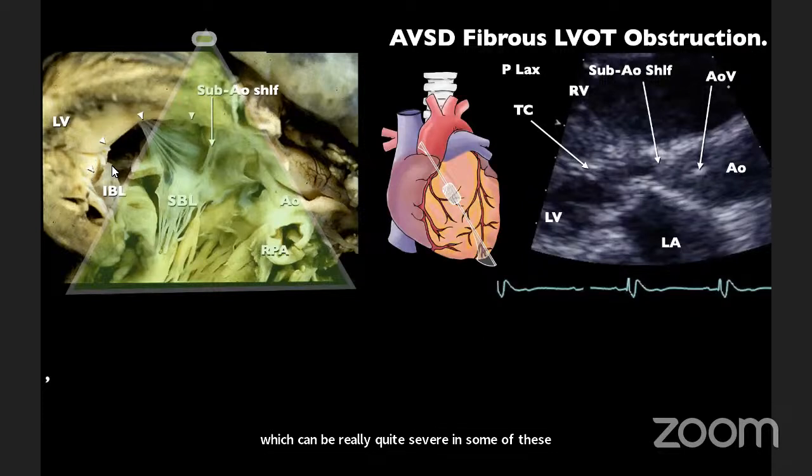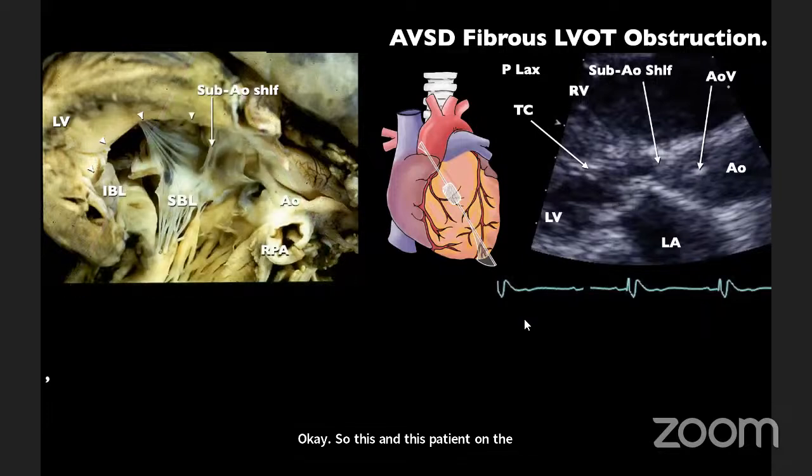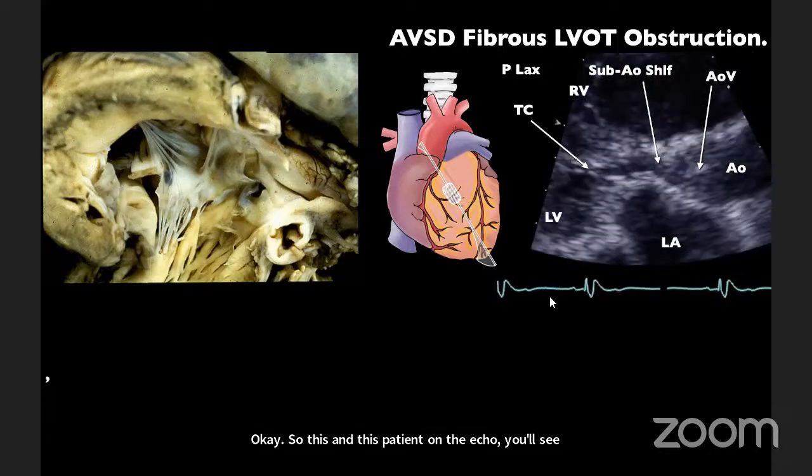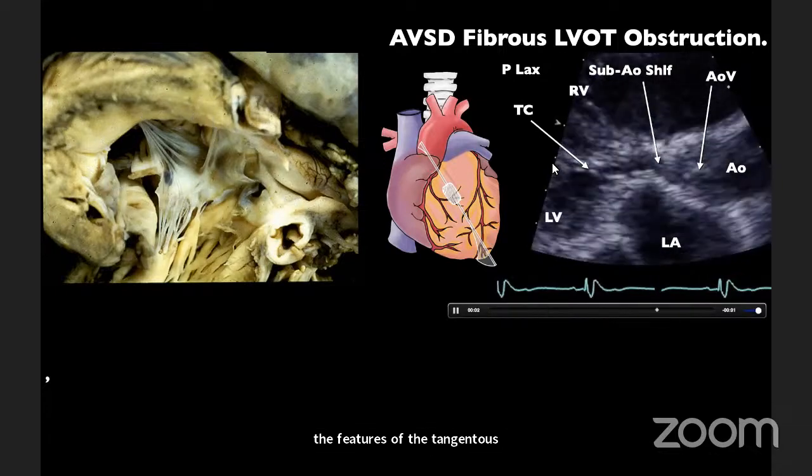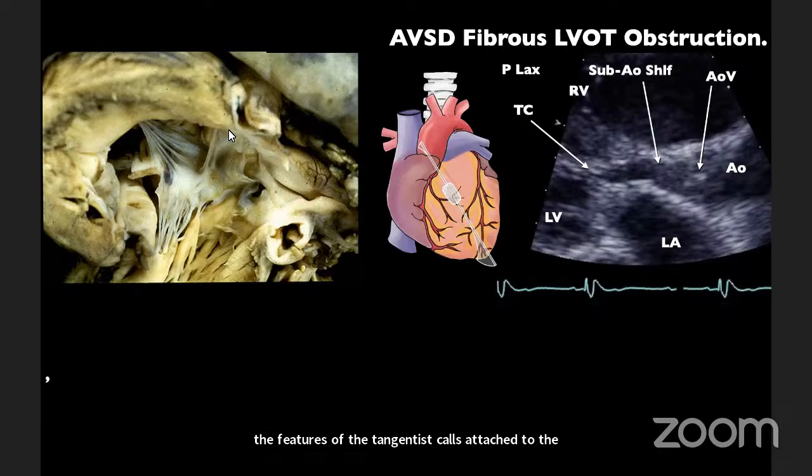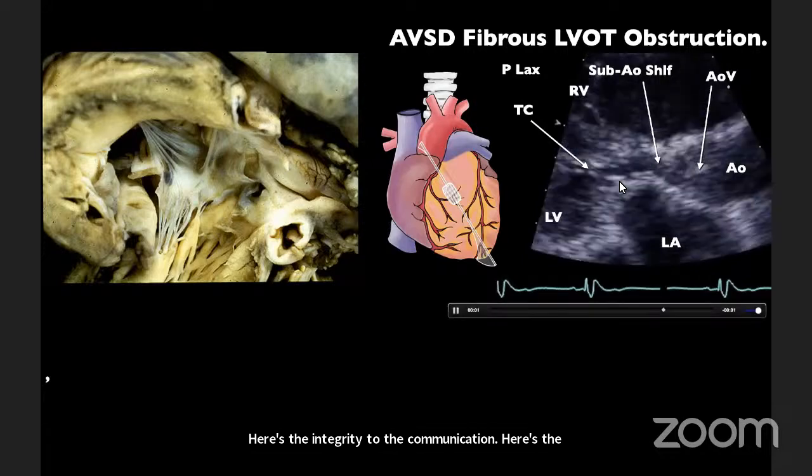And here is another example of an AV septal defect, this time from the Brompton collection. And here you can see the subaortic shelf. Here's the subaortic shelf here. Okay, and this patient on the echo, you'll see the features of the tendinous cords attached to the crest of the septum. Here's the interventricular communication. Here's the narrow outflow tract, and here's the subaortic obstruction.